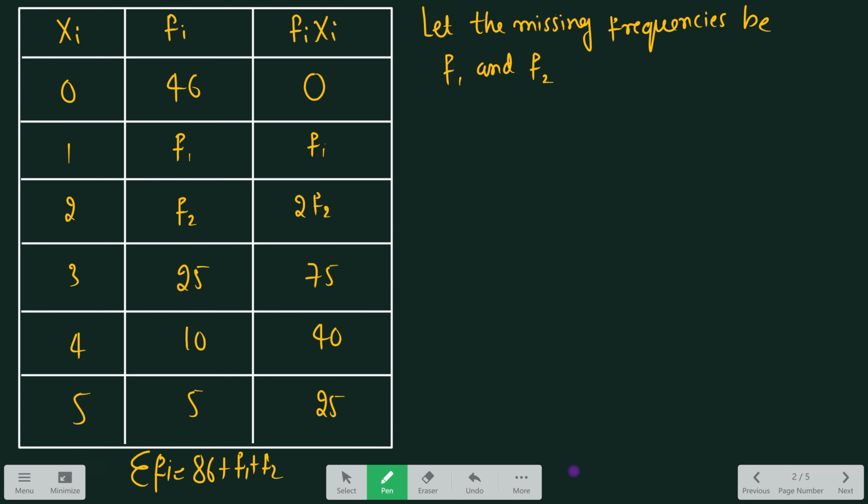So now we are writing the total, sigma Fi Xi. How much is sigma Fi Xi, students? You can add all these numbers first. 75 plus 25 is 100, plus 40 is 140. We have to write 140, plus F1 plus 2 F2.